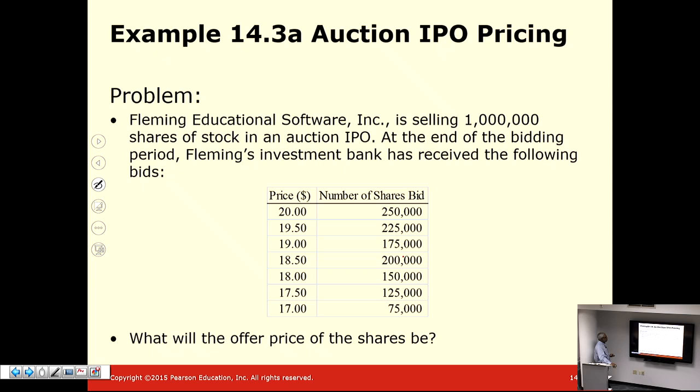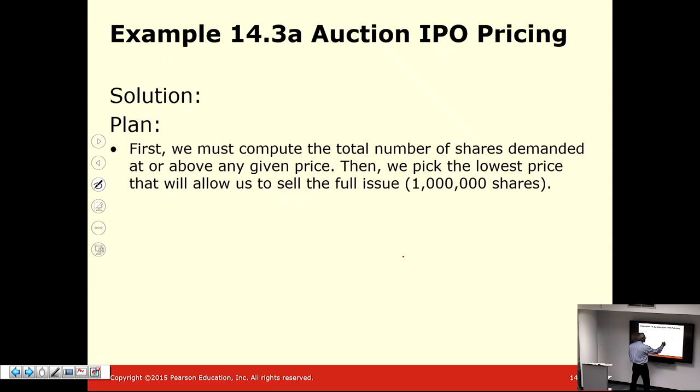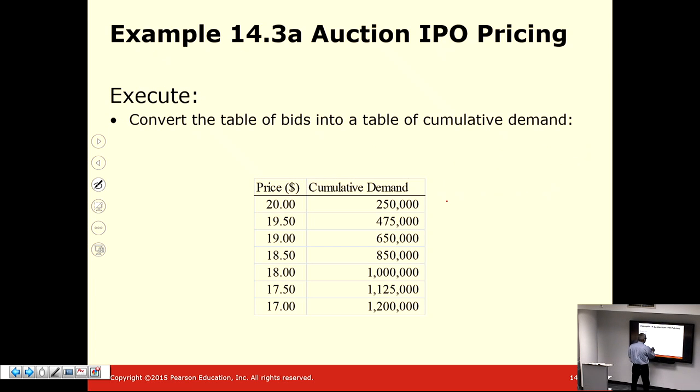Okay. Similarly, you can work on this problem. Again, look at the numbers, look at the share price, order them from top to bottom, set them up as cumulative demand, and based on the number of shares that you have to clear, you can see that the clearing price would be $18. So $18 becomes the IPO price, because over here we are looking at cumulative demand.